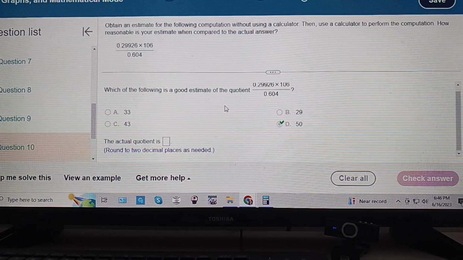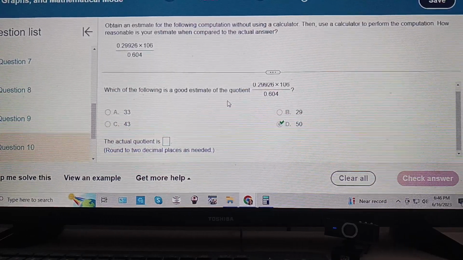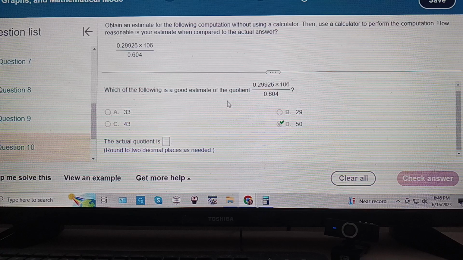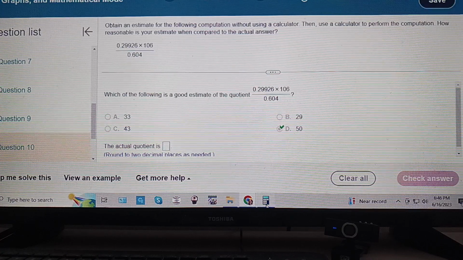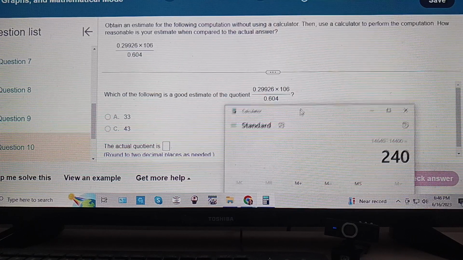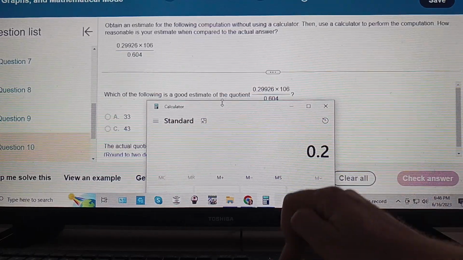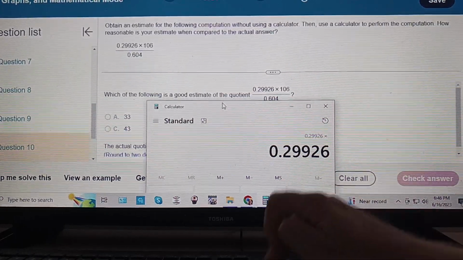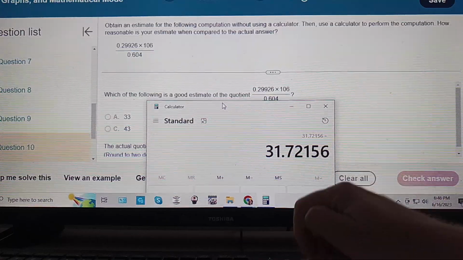So I wasn't sure if the way I did it was exactly the way they wanted to do it, because on the last problem I rounded that 48 to 50 and it turned out they didn't want me to do that. So now let's take out a calculator and just do it in there. If I do 0.29926 times 106 divided by 0.604.